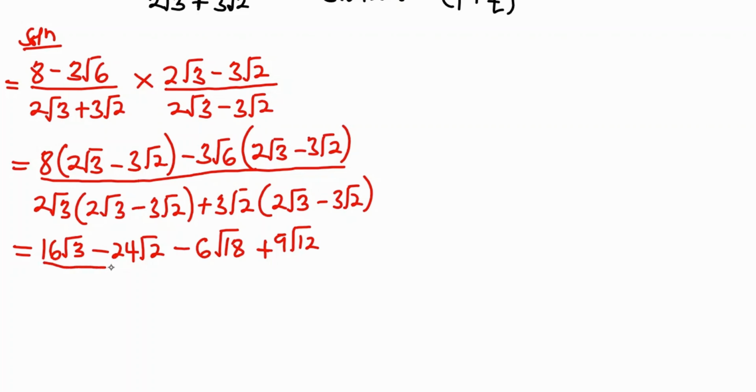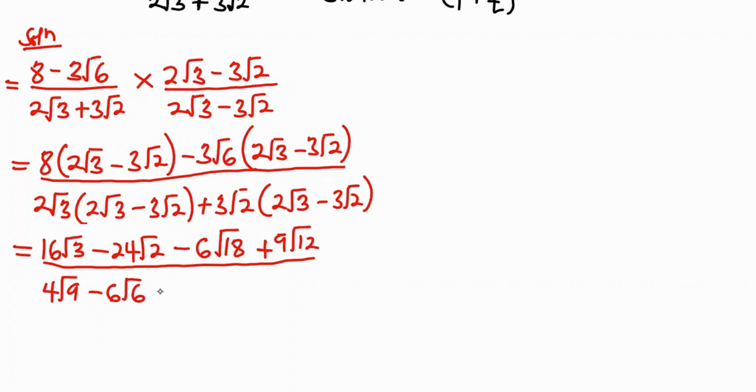All divided by, so when we simplify the denominator, we have 2 times 2, that gives us 4. So root 3 times root 3, that gives us root of 9. Minus 2 times negative 3 gives us negative of 6. And then root 3 times root 2 gives us root of 6.